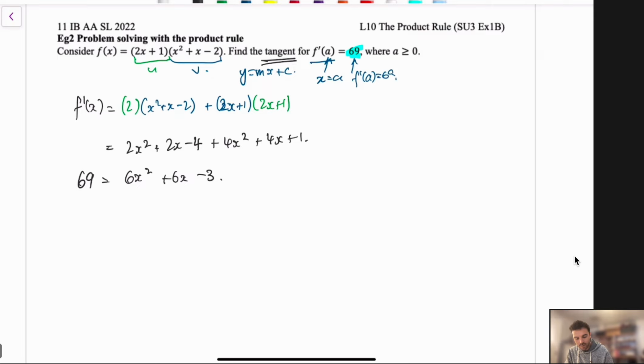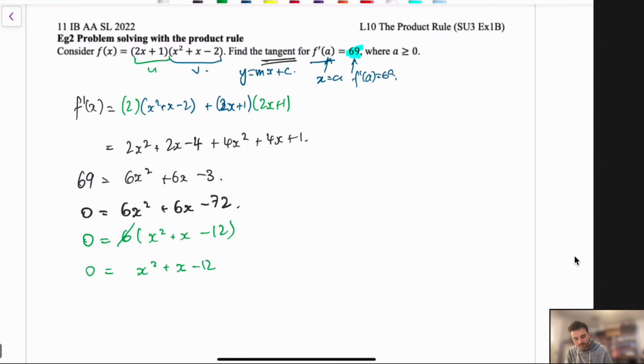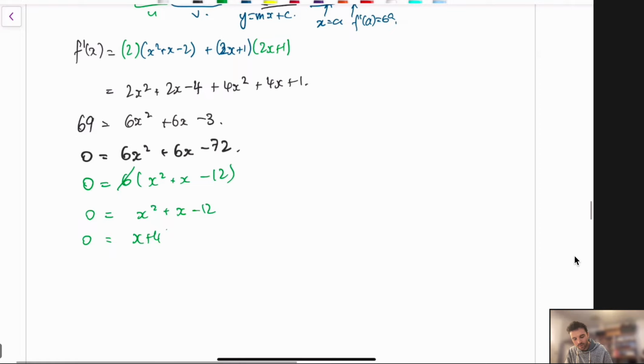Now we can solve quadratics by using the null factor law. Let's bring everything to one side. So this is going to be take 69 both sides, so take 72. Now we don't really like non-monics, so we can make this a monic by taking out a factor of 6 across the board. Then we can cross it out. And what can we do with this? Well, we can factorize, hopefully. Yes, we can. It's going to be x plus 4, x take 3. Therefore, x is equal to negative 4 and positive 3.